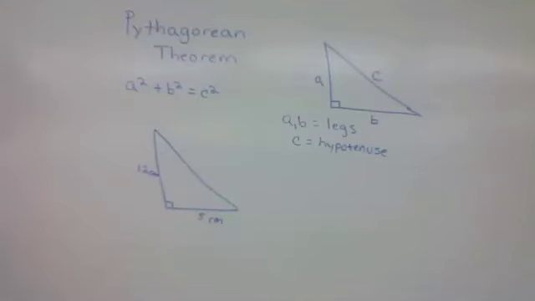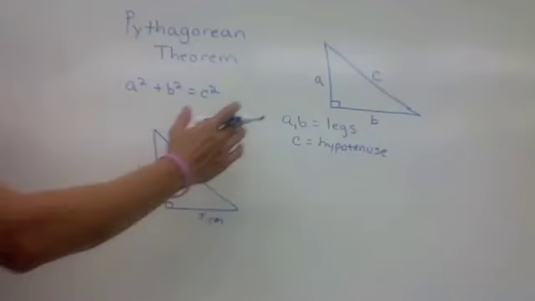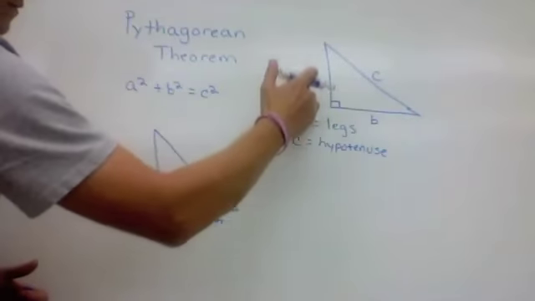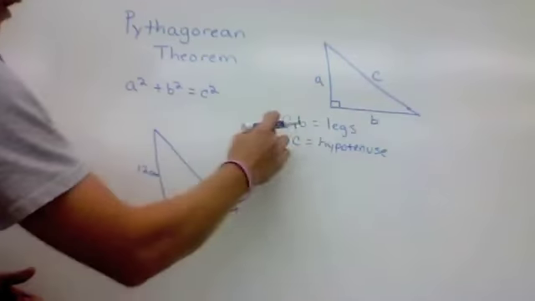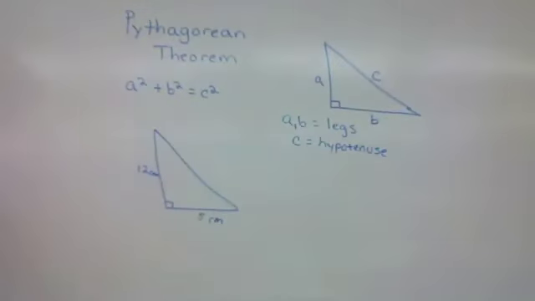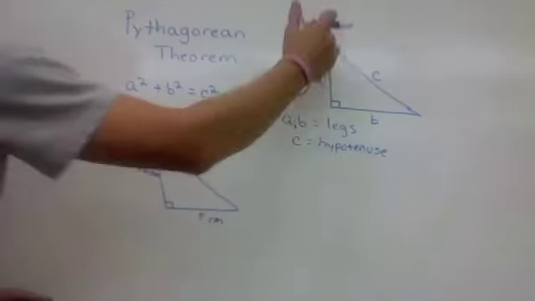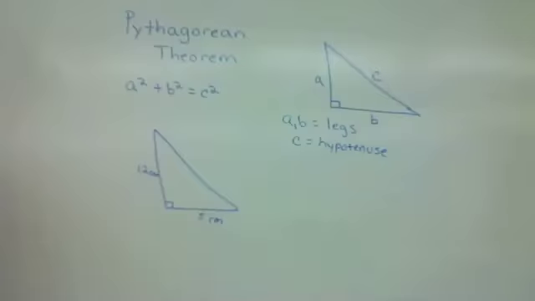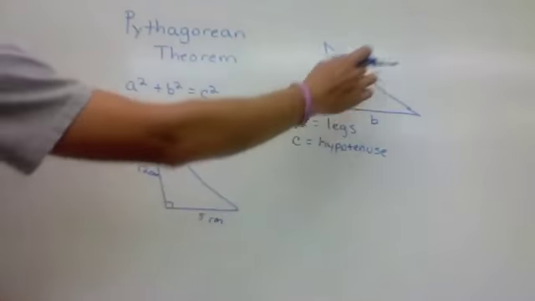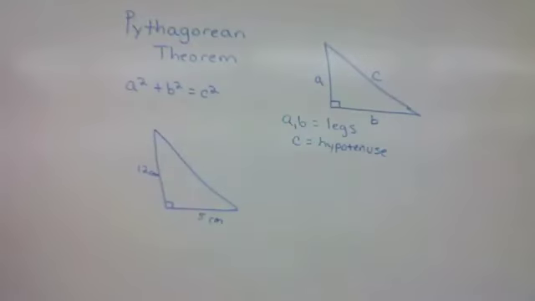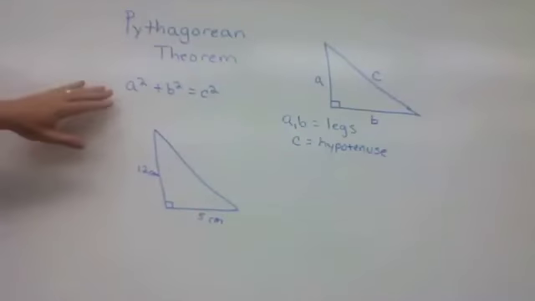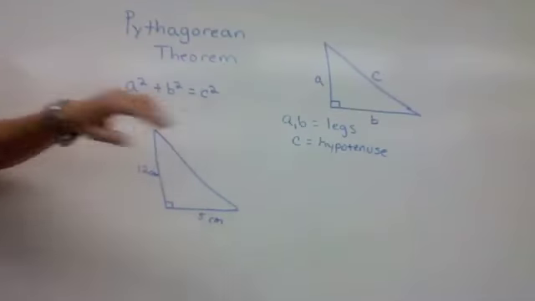Now to run through a couple of definitions here. A and B, basically our height and our base, are what we consider the legs of the triangle. And then the long part, opposite our 90-degree angle, is called the hypotenuse, and we label that as C. So our formula is A squared plus B squared equals C squared.